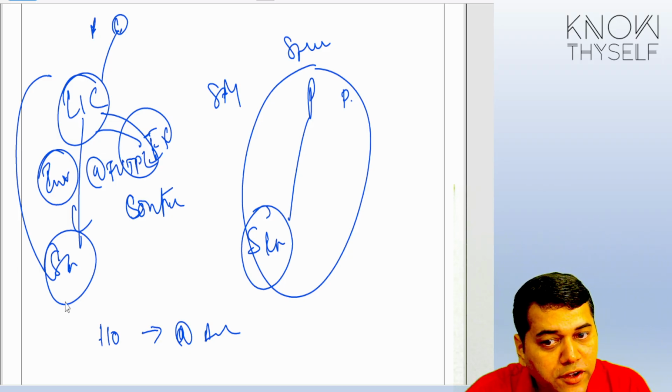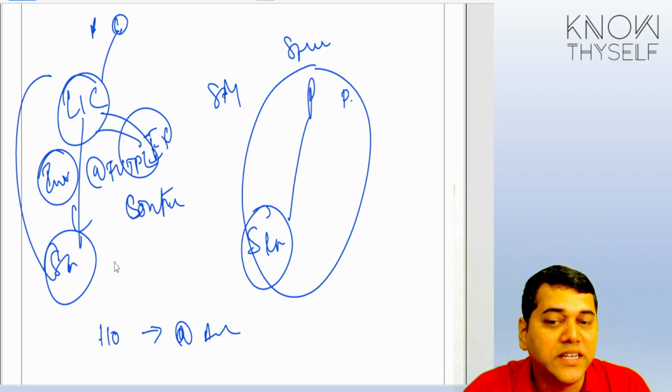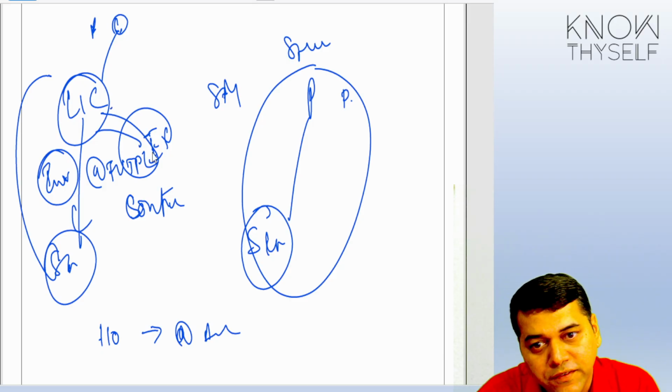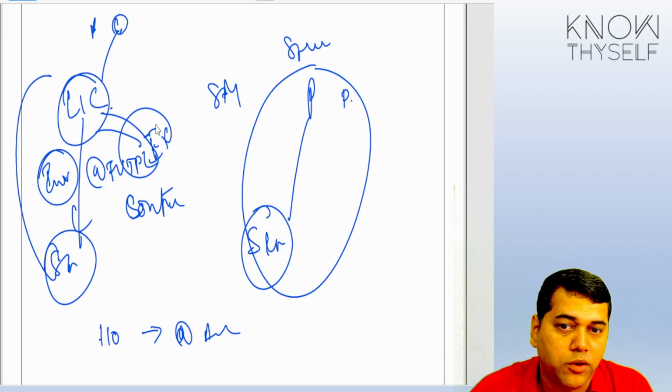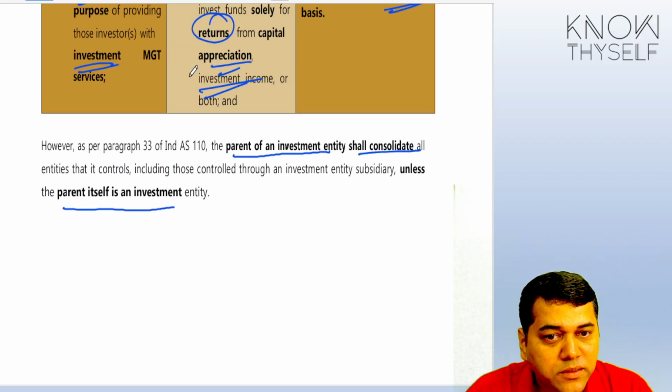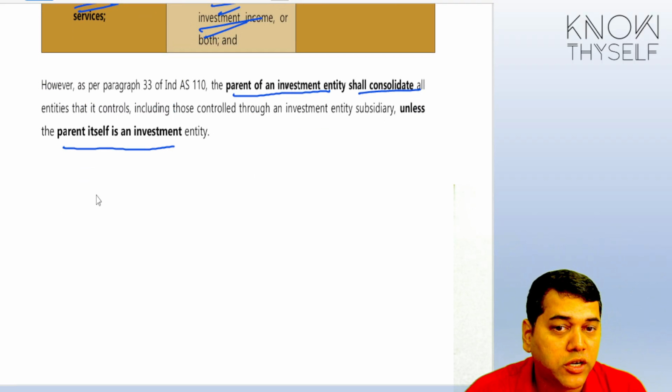They need not consolidate only the business entities, like those into manufacturing, service and all. But LIC is itself having another investment entity that it has formed. That is, they may have to consolidate. Now, one more exemption is coming from the accounting standard, which is not there in Ind AS.